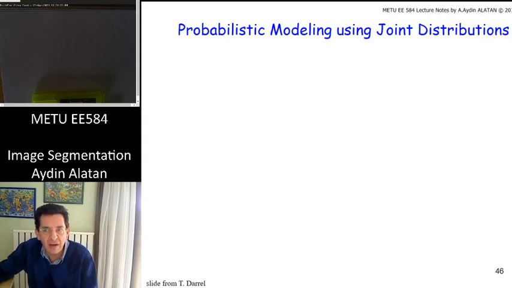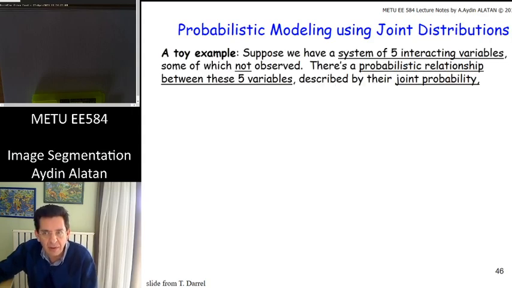I'm going to start with very simple toy examples. Let's assume we have 5 interacting variables, joint variables, as we call them. These are not observed to us. These are unknown. Now, there is a joint probabilistic relation between these 5 random variables, like this one. This is a joint random variable. Like just 5 pixels, they are 5 labels, okay?